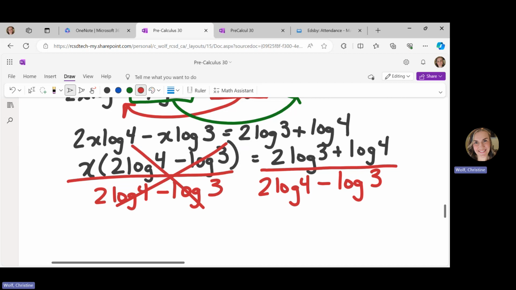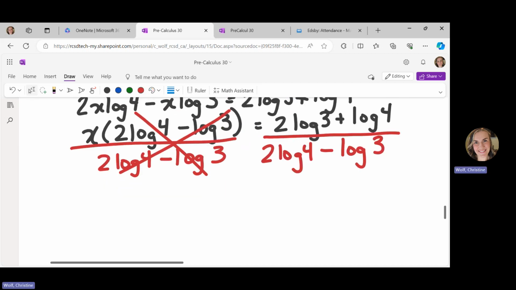So now this is where your calculator is your best friend. You're going to take the log of 3, times that by 2, then add that to what the log of 4 is. You're going to get a big fat decimal, then you're going to divide that by log of 4 times 2, then subtract log of 3. I'm going to give you 30 seconds to try to work that out in your calculator. And I want to hear a yippee come out of you when you get the answer of 2.14. The answer is 2.14.